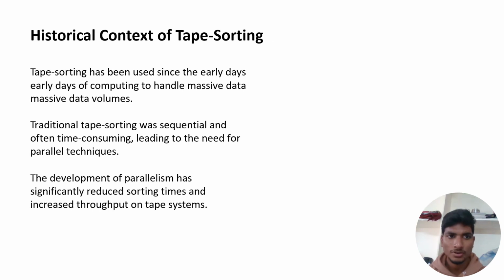Next we have the historical context of tape sorting. Tape sorting has been used since the early days of computing to handle massive data volumes. Traditional tape sorting was sequential and often time consuming, leading to the need for parallel techniques. The development of parallelism has significantly reduced sorting times and increased throughput on tape systems.